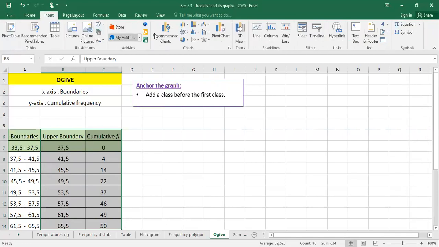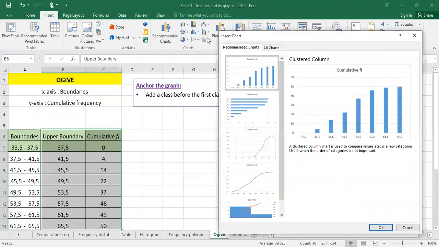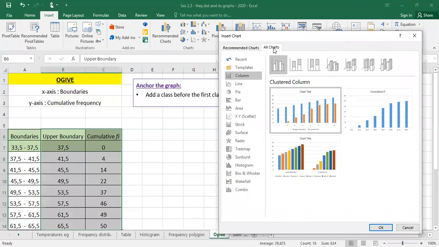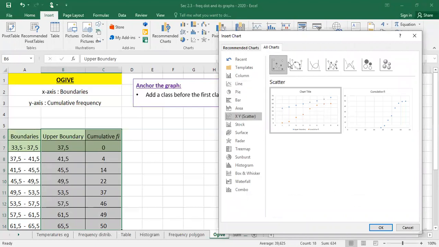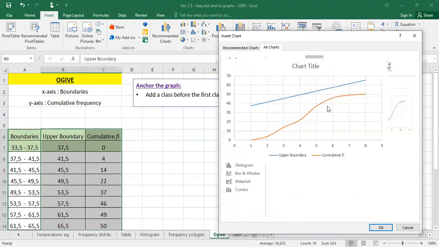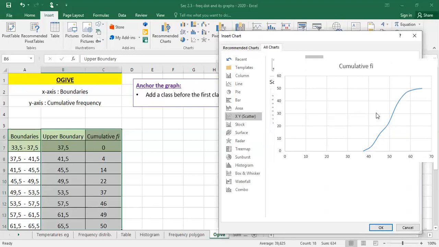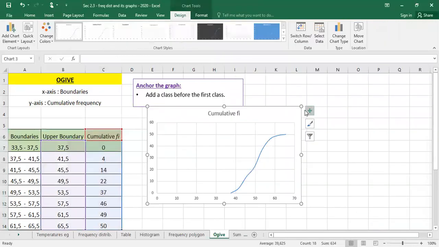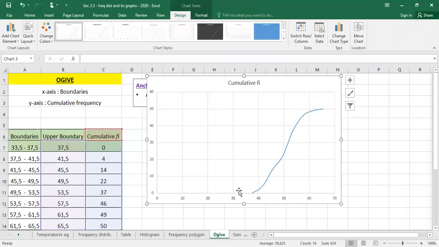So insert recommended charts. Let's do this the proper way. Go up to the top here, choose all charts. Go to XY scatter, but choose the XY scatter with smooth lines. Just notice there is this weird one that has 2 lines. That's not what we want. Here we want this with 1 line. So we select it. Now it's gray around the edges. Let's make that bigger. Notice it's now touching the axis, and there is all our graphs that we're looking at.